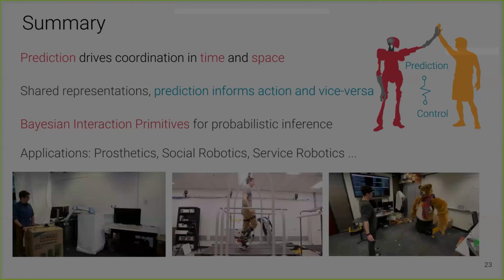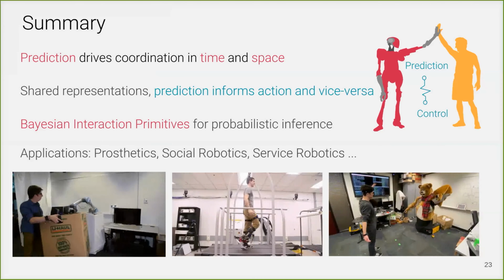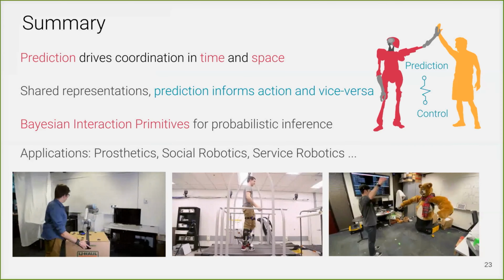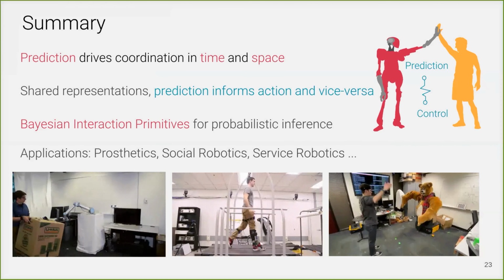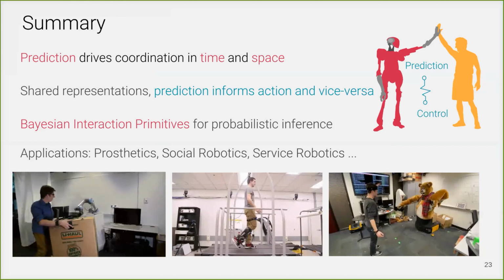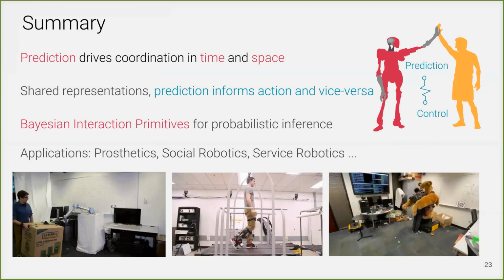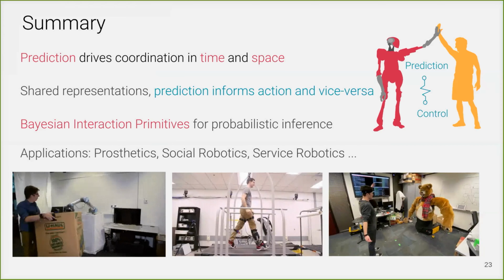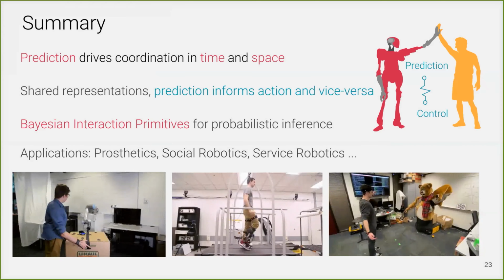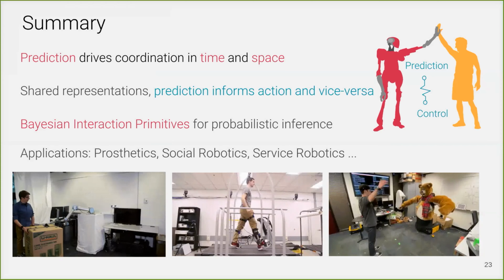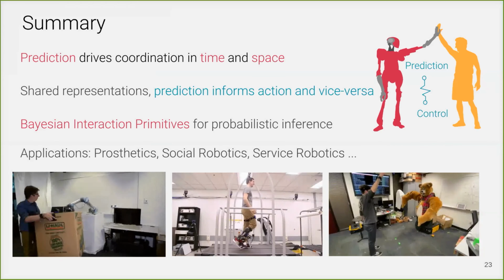And so with that, I come to the end of my talk. Hopefully I was able to make a case that prediction really drives the coordination in time and space when we perform joint actions. And this can be very powerful for human-robot interaction if we really combine the two by creating shared representations that bridge the divide between prediction and action generation.